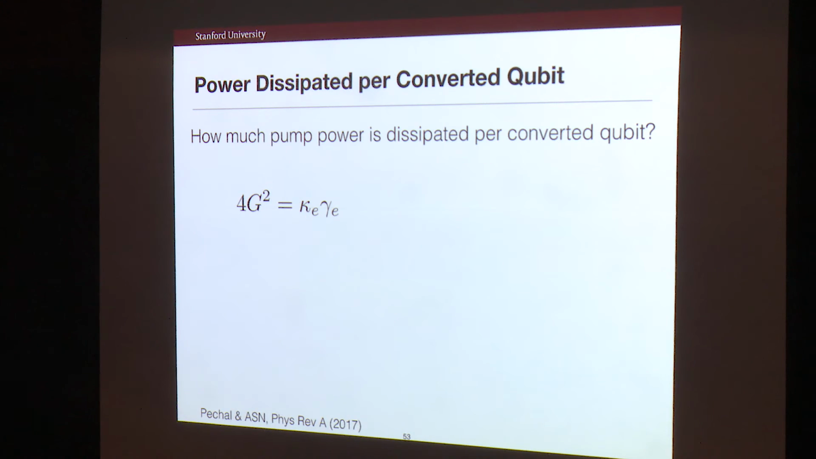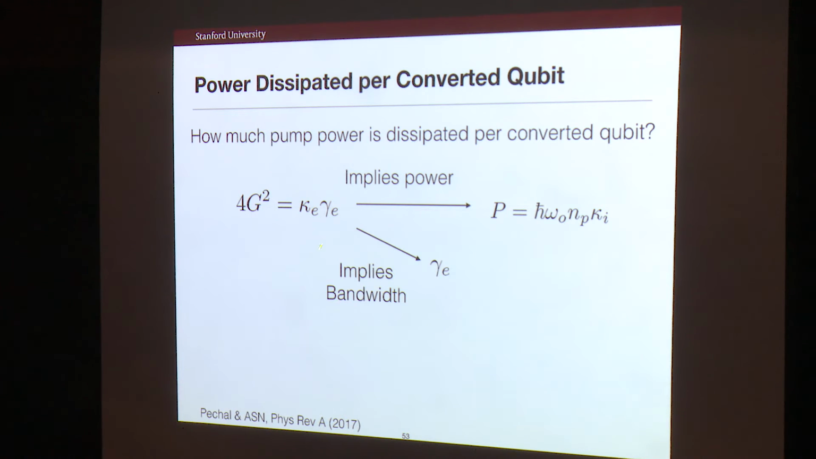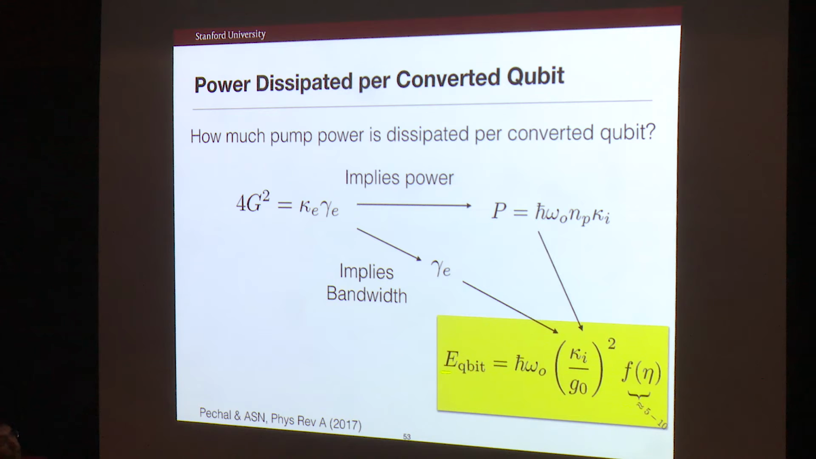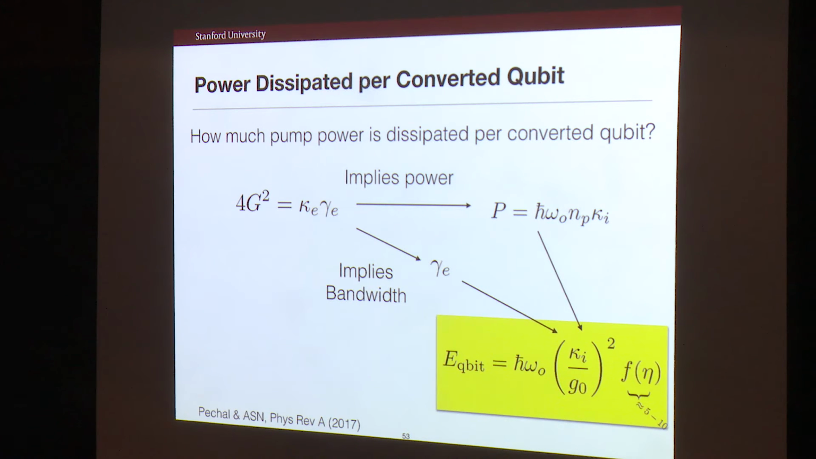Okay, so to answer this question about the figure of merit for the converter, the important thing is how much pump power you are dissipating for every qubit that you're converting. This matching condition from the previous page implies a certain amount of power because G scales as the number of pump photons. It also implies a bandwidth. And whenever you have a power and a bandwidth, you can divide them to get energy per bit. The energy per bit here ends up being kappa over G naught squared, where G naught is your single photon coupling rate and kappa is your loss rate.